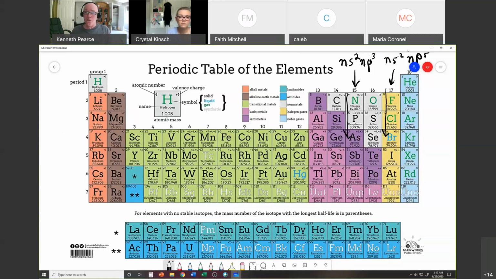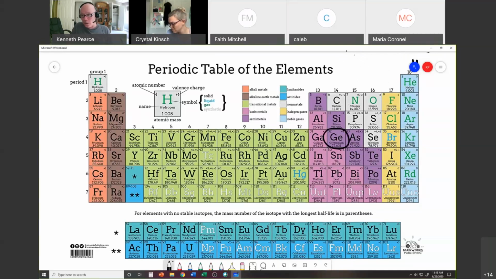Okay, and so this is actually pretty cool when you think about it, that nitrogen behaves a lot like phosphorus, phosphorus behaves a lot like arsenic, oxygen behaves a lot like sulfur, and sulfur behaves a lot like selenium. And then if you know the chemistry for one, you can make some sense out of the chemistry of the others.